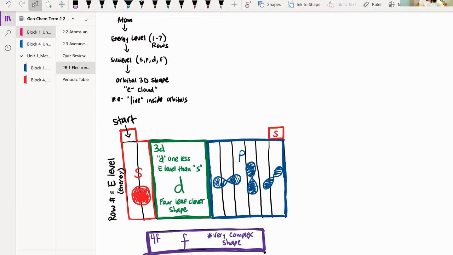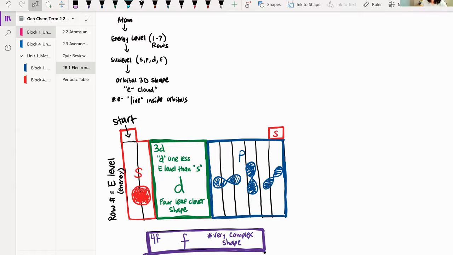Addresses for our electrons today. These addresses are given a fancy chemistry name. The address of our electrons is called electron configuration. And that's what we're going to learn how to do today. We're going to learn how to write the addresses of where our electrons are inside of the atom.